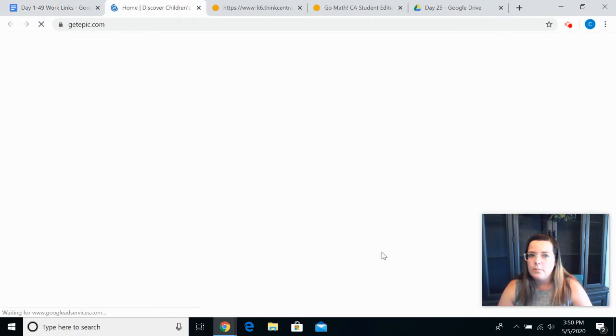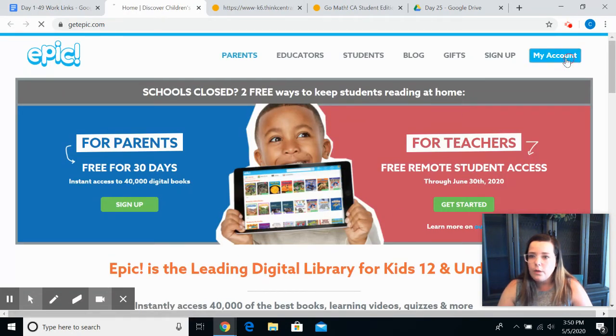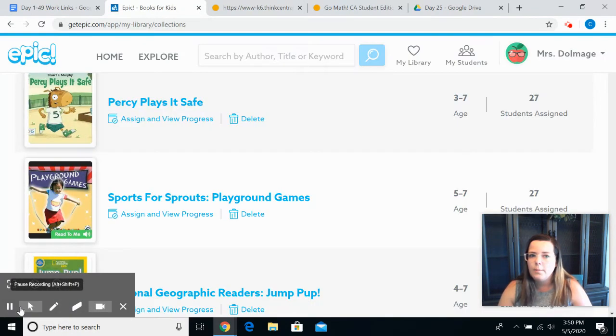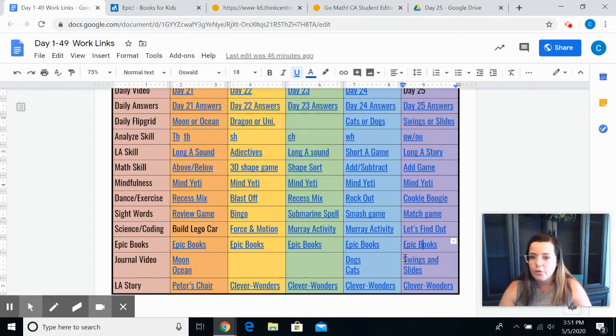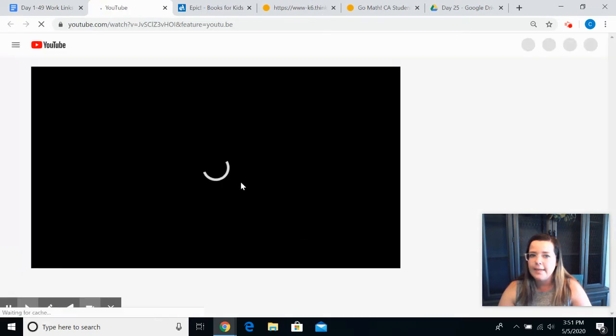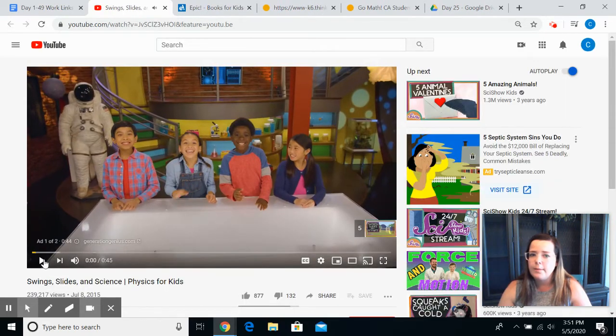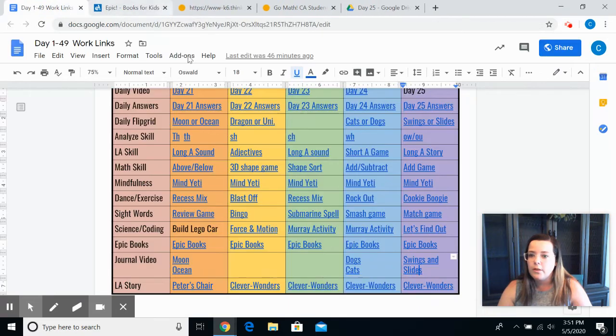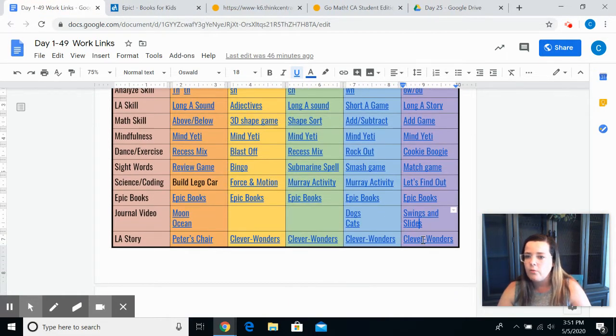And I put some books on there for you. The playground, there's two. There's playground games and there's Percy Plays It Safe. So you can check those out when you have time. That will help you with your journal today. And then the last thing on here is a video from the Sci-Fi Kids all about swings, slides, and motions, which goes perfect with the science that we're doing right now. And finally, we have Wonders where you can do your activities with books, or you can even look at Think Central or anything else on there that you would like to do if you have extra time.